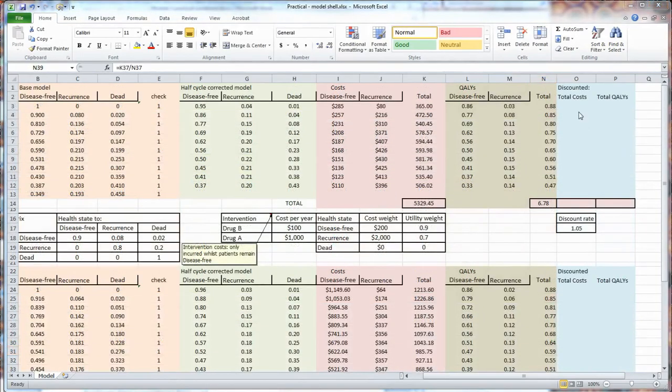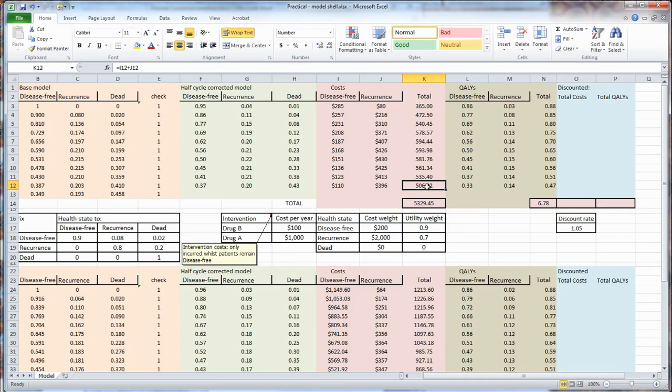So the final component of the model is to allow for the discounting of both the costs and the QALYs incurred or gained during each model cycle. And the reason we do that is different for costs and for QALYs. So for costs, if we take year 10 or cycle 10 as an example, what we're saying is that in year 10 we're expecting to incur just over $500 worth of costs, but we're looking at that from the perspective of the current or the present time.